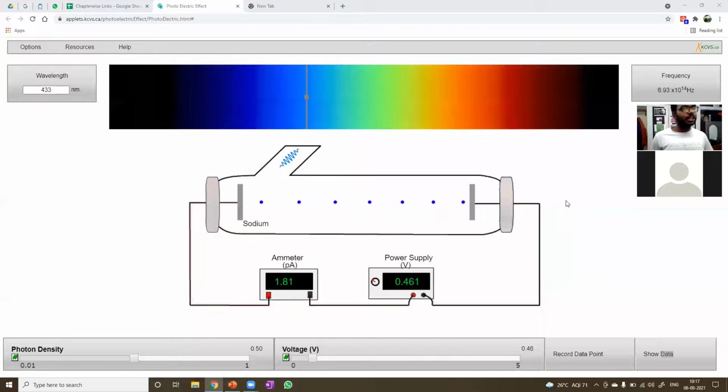If the voltage is maximum, there is maximum opposition to the electrons. At that time, for electrons to reach the other plate, the frequency should be maximum. Only then can they reach the other plate.